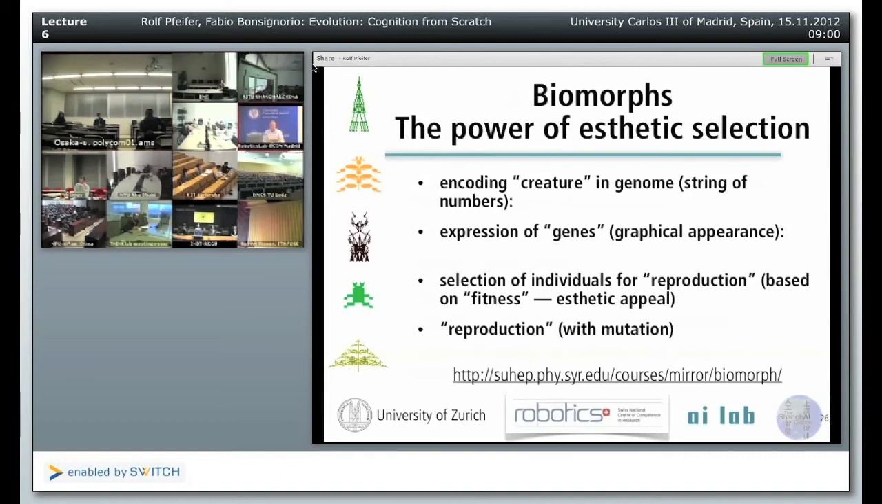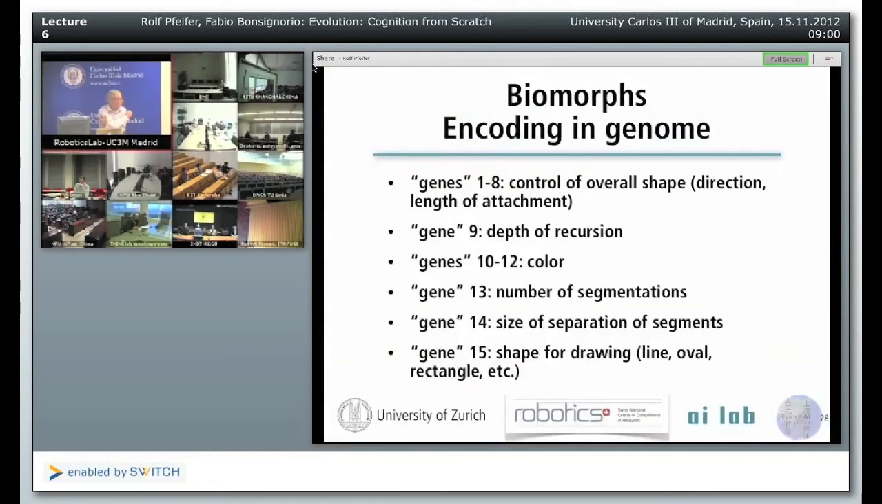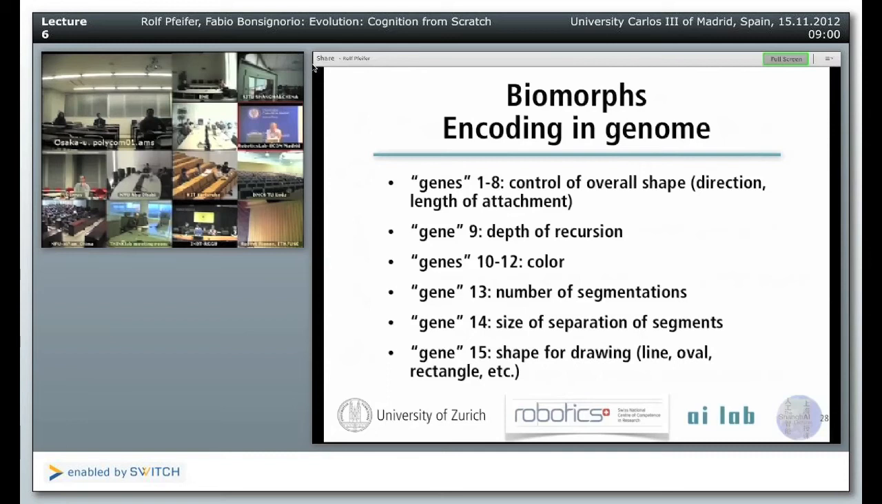And their particular shapes. Okay. I think, and here you want to say something about the encoding. So what we always need is some encoding in the genome, right?